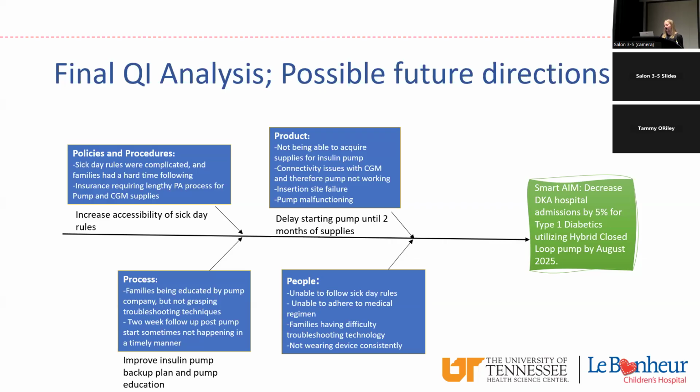To address the problem of patients not wearing their pumps due to supply issues, we're considering delaying pump starts until patients have time to acquire at least 2 months of pump supplies, so they have a reserve to fall back on when shipments are delayed. And then for the process itself, we want to continue to improve our insulin pump backup plan and pump education and make sure our post-pump starts are happening in a timely manner.